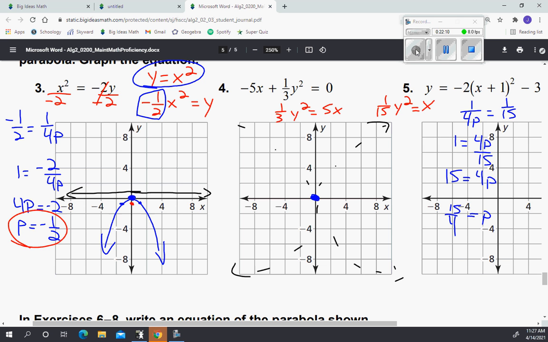So, from my vertex, I'm going to go to the right 15 over 4. That is 3.75, so that's going to be about right here. My directrix is going to be on the other side. And it's going to be this line right down here. If I take 3.75 and multiply by 2, I get 7.5. So my other point is going to be at 7.5, right along that, right there. Okay.